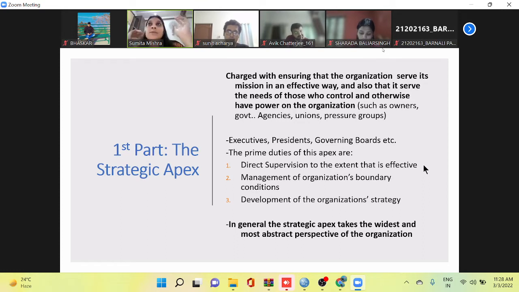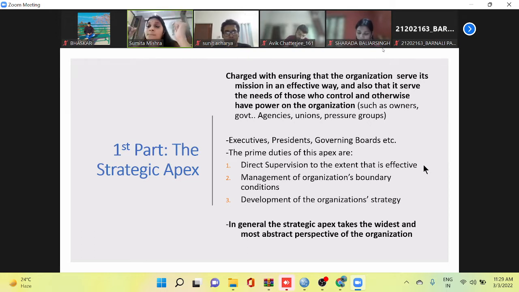But it is not possible for the apex to directly supervise the activities of hundreds of employees who may be a part of the organization. But still, supervision at the topmost level is the first duty of the apex. But I think out of these three duties, the most important is the second, okay? That is management of the organization's boundary conditions. And I had explained what boundary conditions mean in earlier classes.